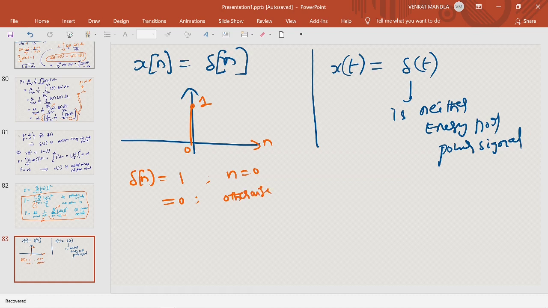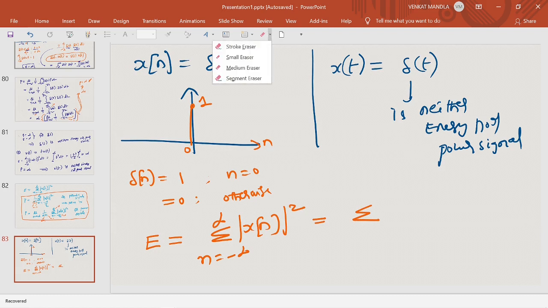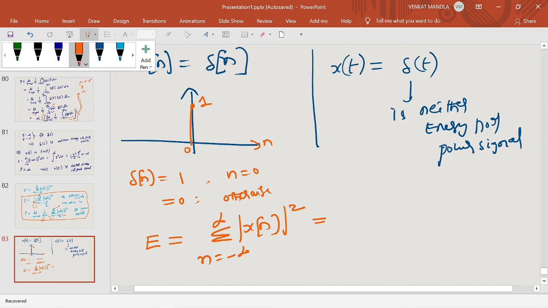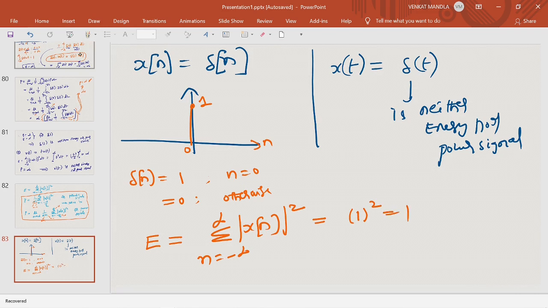First I will find its energy. If it is an energy signal, it will be finite. Energy equal to sigma n equal to minus infinity to plus infinity magnitude of x of n whole square, which exists only at n equal to 0. For all other values it is 0. So only at n equal to 0, that is 1 whole square, which is 1. So this is finite. We got the energy finite, so this is an energy signal.